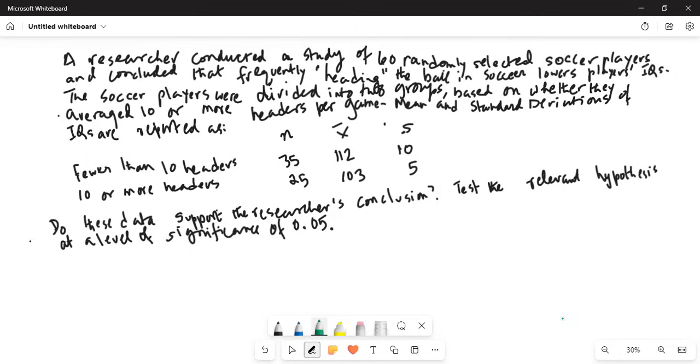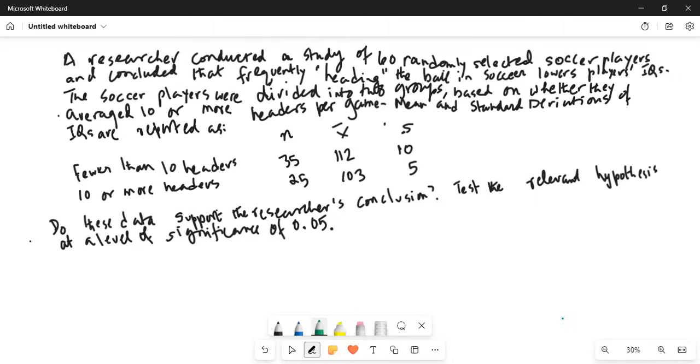So there are two groups. One group received fewer than 10 headers, and the sample size n is 35. The sample mean is 112. The sample standard deviation is 10. And then there was another group which averaged 10 or more headers per game, and the sample size is 25. The sample mean is 103, and the standard deviation is 5.